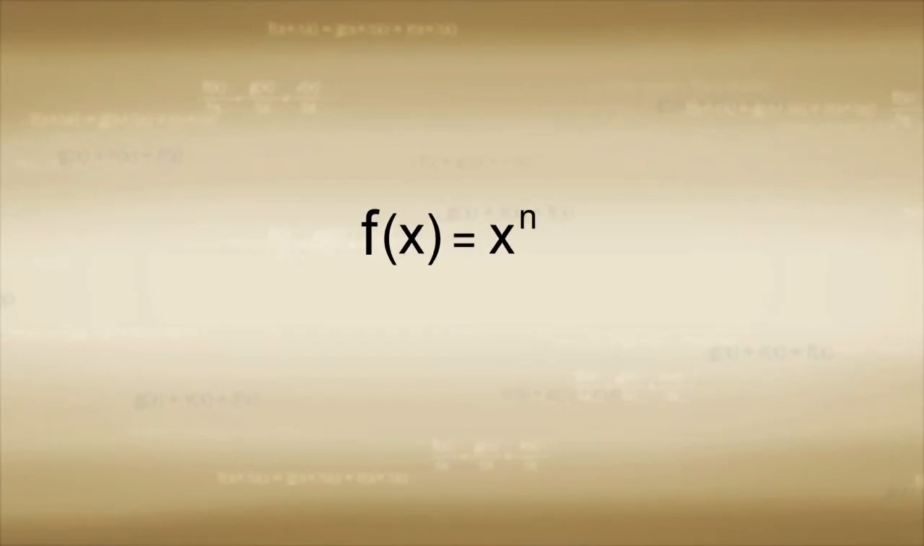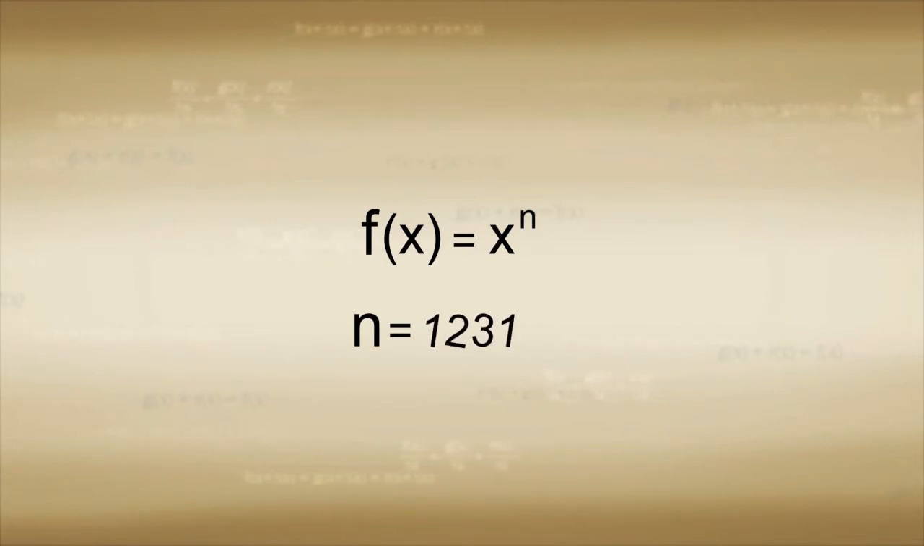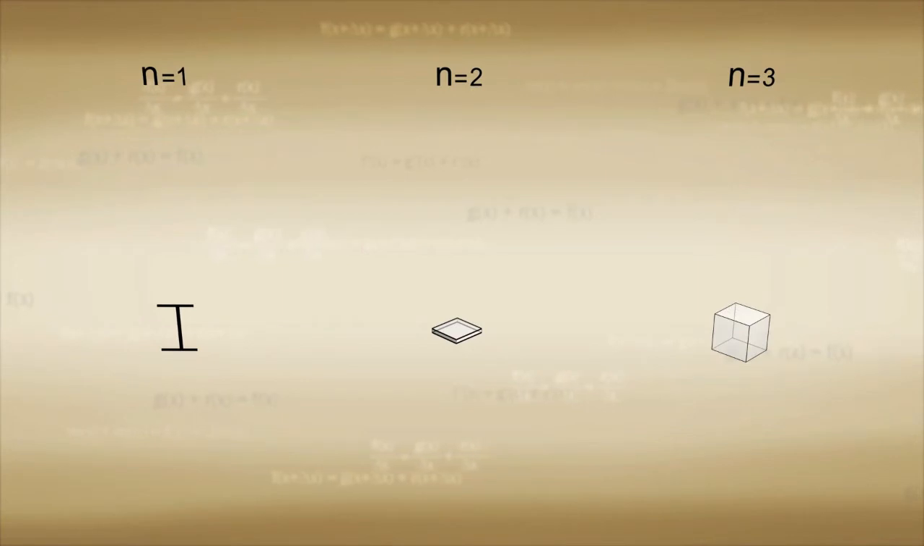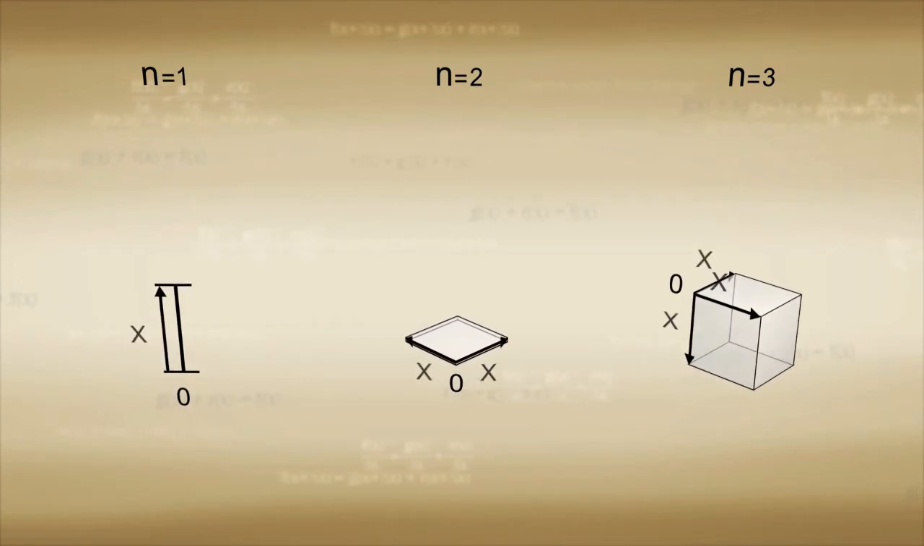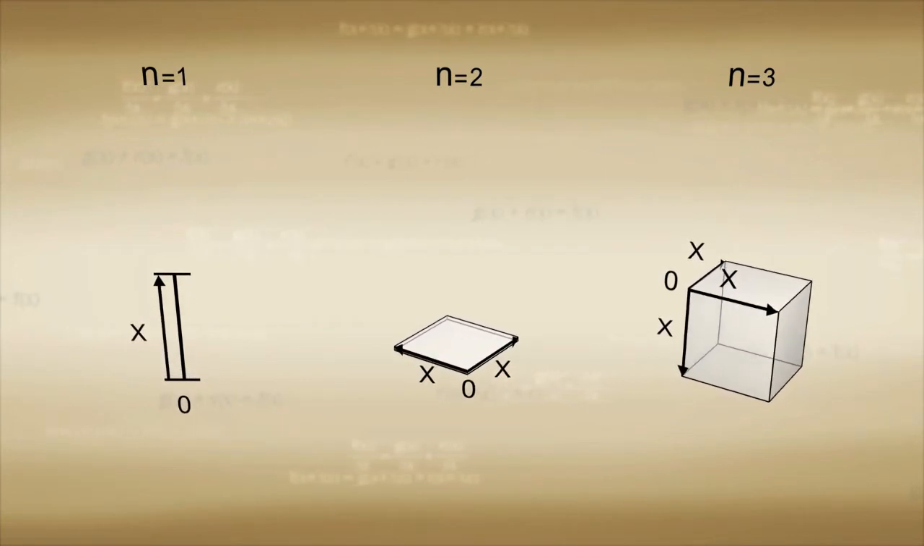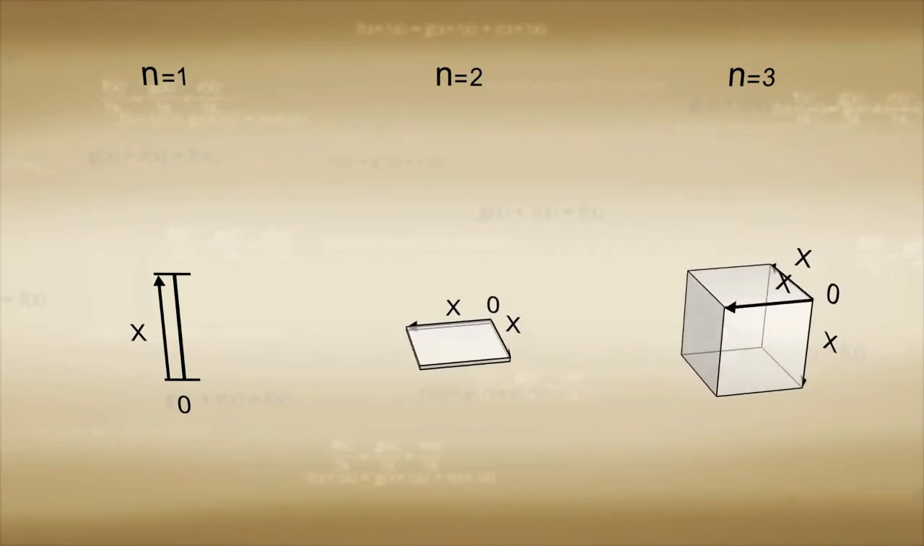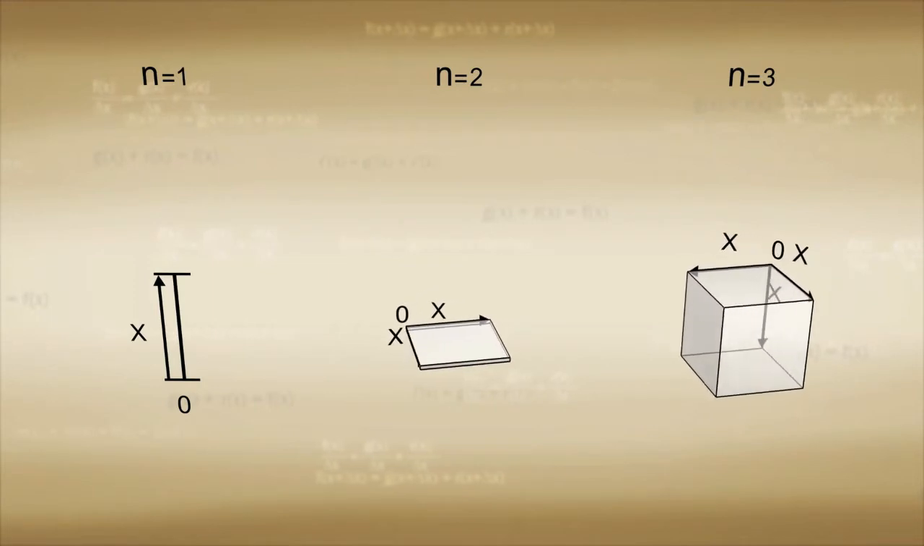I hope that we established that a function f of x equal to x raised to the power of n, where n is some discrete number like 1, 2, 3, 4, etc., can be represented by the volume of an n-dimensional object which extends from the origin to the x position along each dimension, and all of its sides are of equal x size.